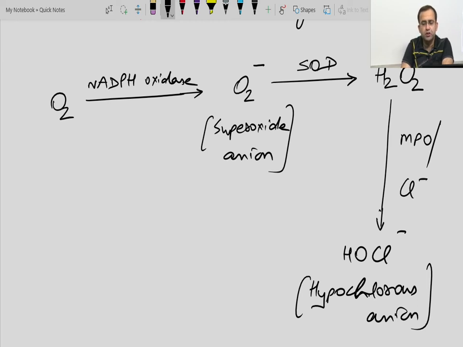Now let us see the questions associated with it. First question, superoxide dismutase. Is it a pro-oxidant or an antioxidant? It is an antioxidant.